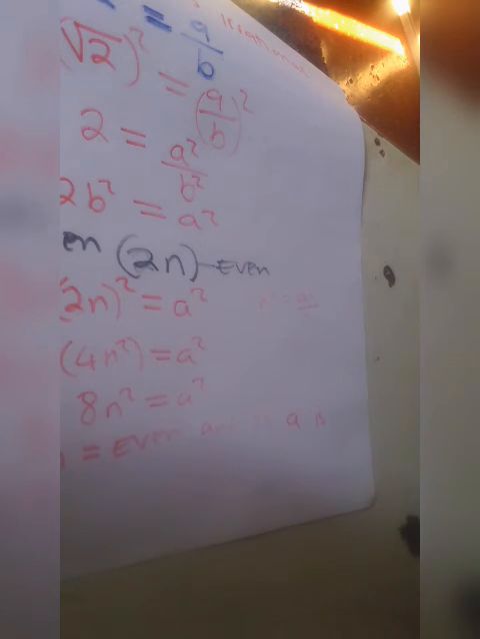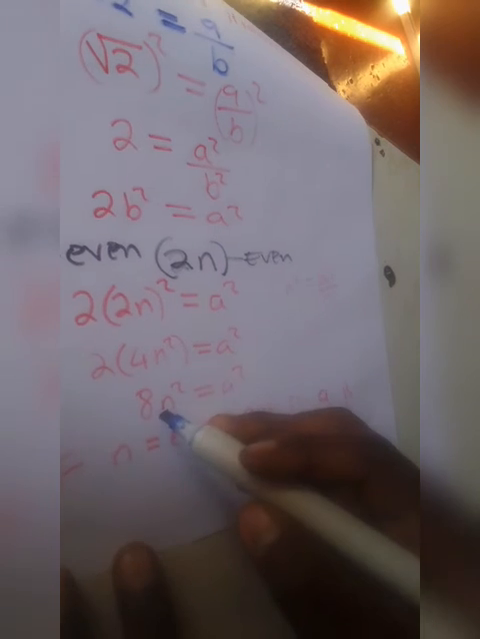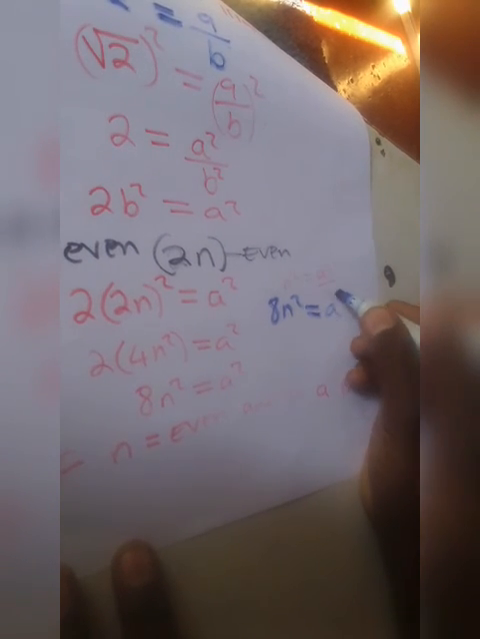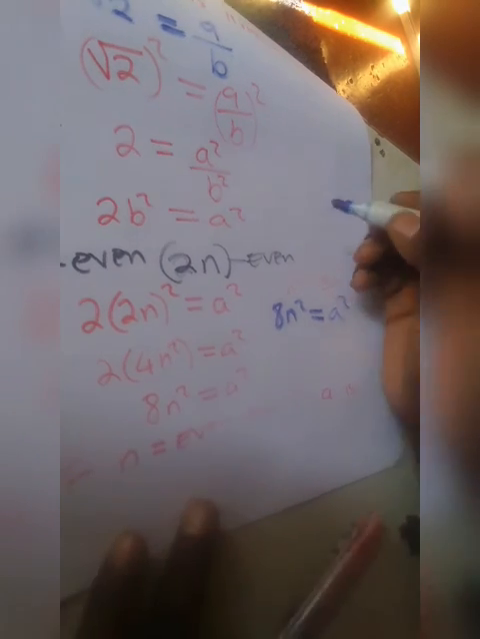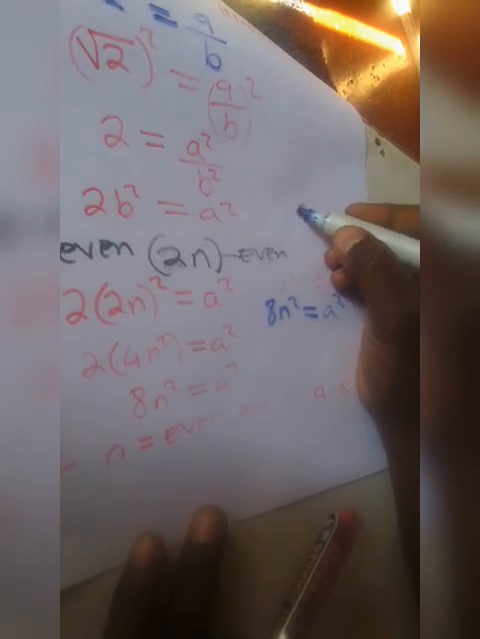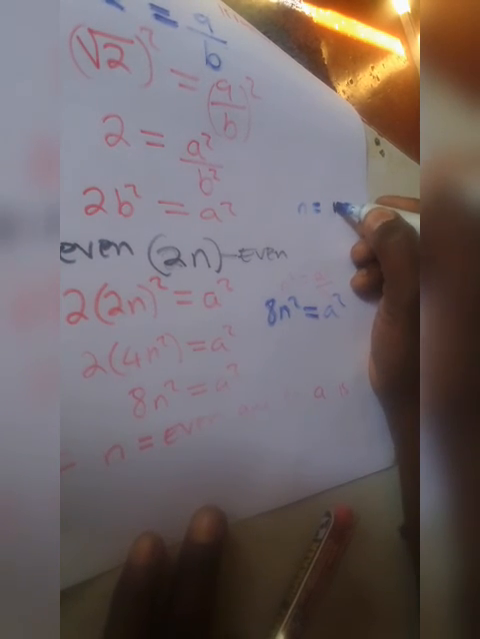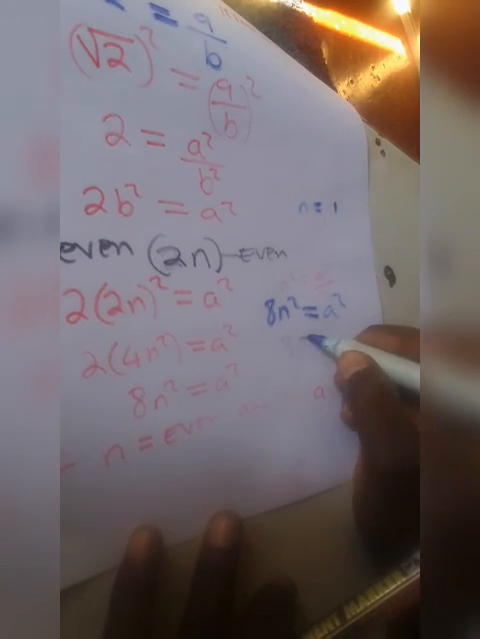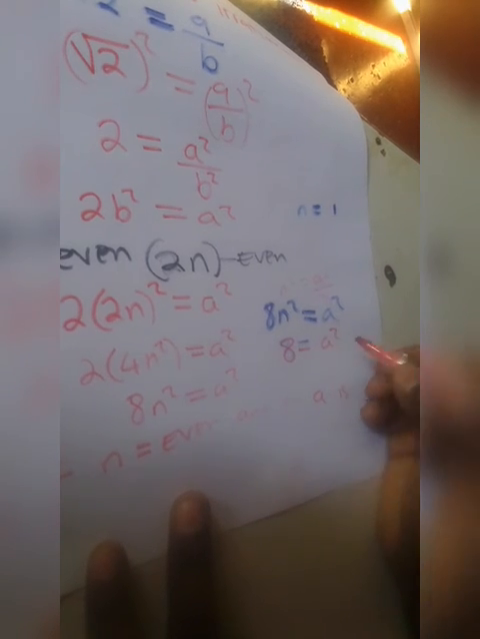Let's prove this. We've got this expression, 8n squared is equal to A squared. So I'll start proving. Let the value of n be equal to 1. Then we substitute where there is n, we put 1. You're going to have 8 is equal to A squared. To find the value of A, you're going to have the root of 8, right?